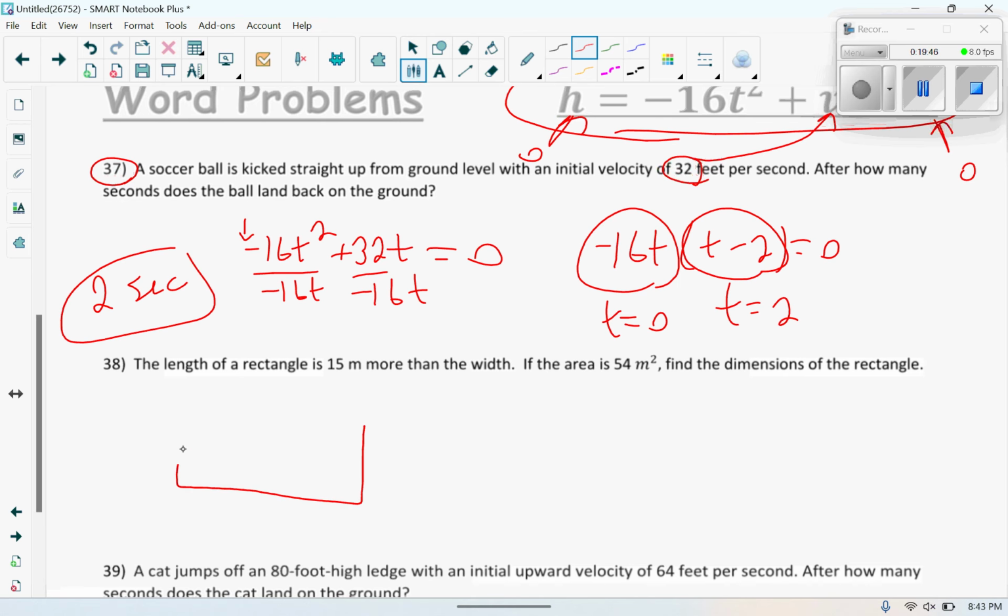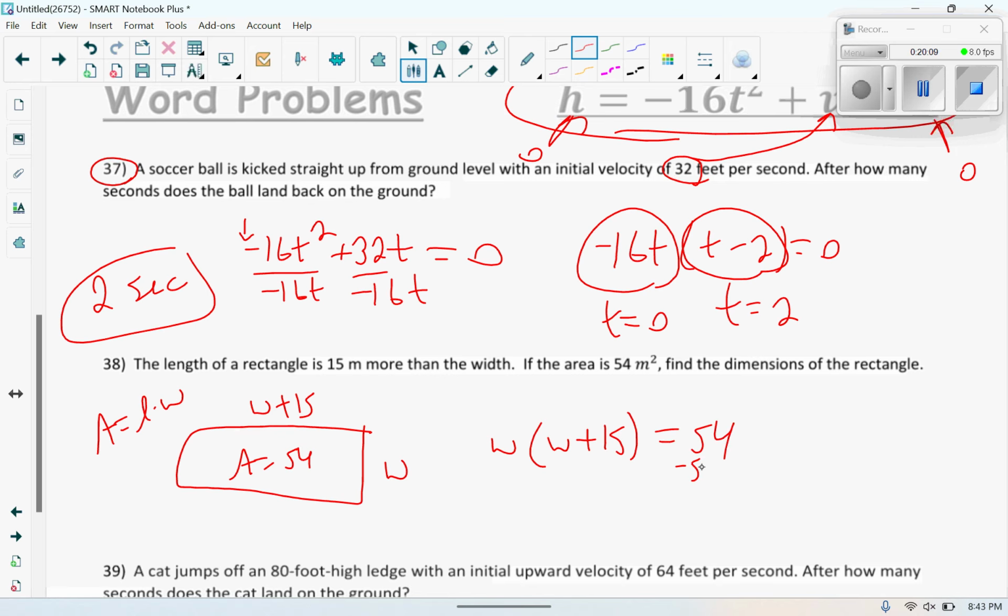Okay, number 38 is another one on your test. And this deals with the area of a rectangle. So area equals length times width. So let's see. I know that the length is 15 meters more than the width, and the area is 54 meters squared. So I'm going to say length times width is equal to 54. And so I have to subtract that 54 over, and I'm going to distribute this. So let's see, I'll do this in a different color. So I'm going to say W squared plus 15W minus 54 is equal to 0.